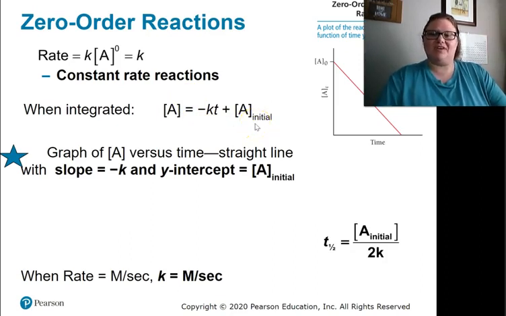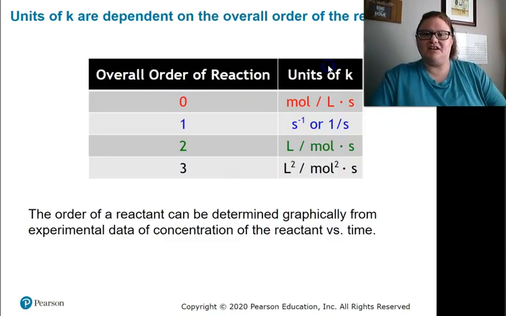But what's the important thing? What does the graph look like for 0 order? We have the concentration versus time. And so we can see here that we have the concentration of our A, the A sub 0, that's our initial.